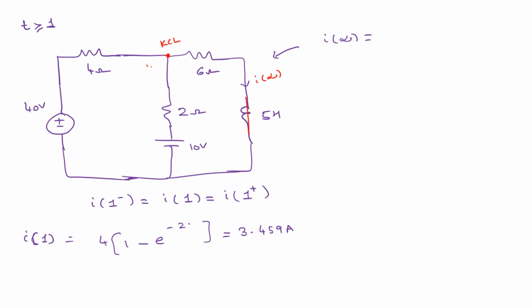If you assume this voltage is V, right? So what is the equation? V minus 40 by 4 plus V minus 10 by 2 plus V by 6 equal to 0. Is it correct? Yes, sir. So what is the value of V? V by 4, that means 3V by 6 plus V by 6. So that means 40. And this is 110, I think.